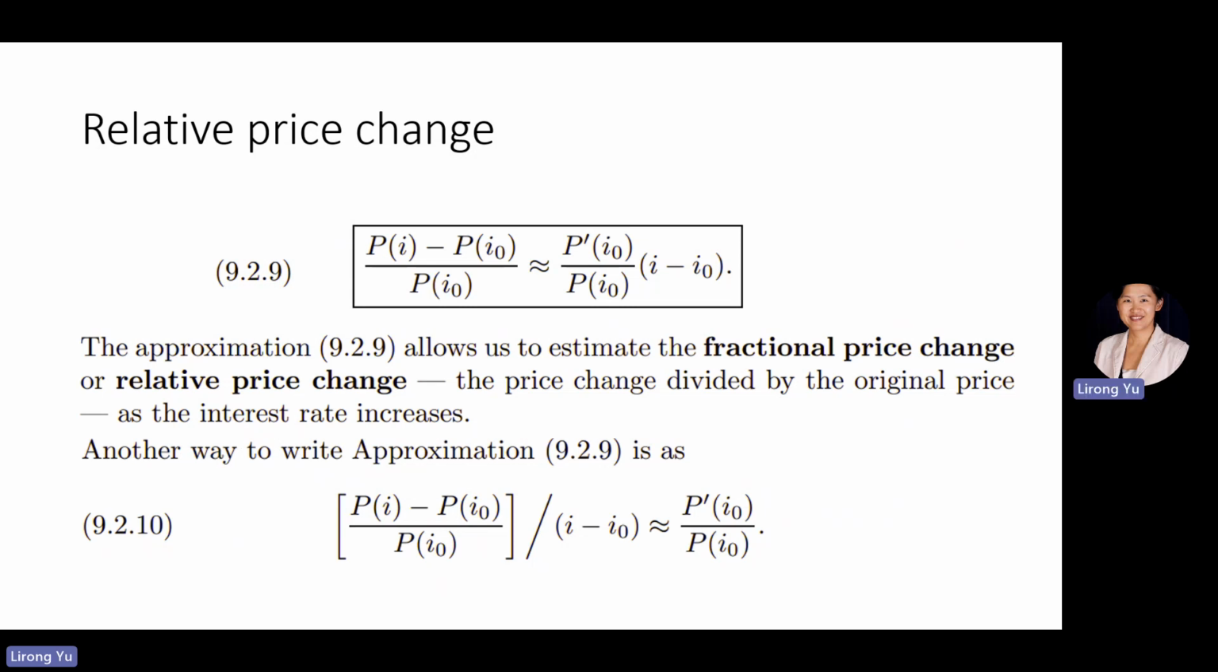Another way to write the approximation is 9.2.10. The relative price change divided by i minus i0 will give you something close to P prime over P(i0), because you see P(i) minus P(i0) divided by i minus i0 is a rate of change, the average rate of change from i0 to i. So that rate of change should be similar to the derivative value of the price function.